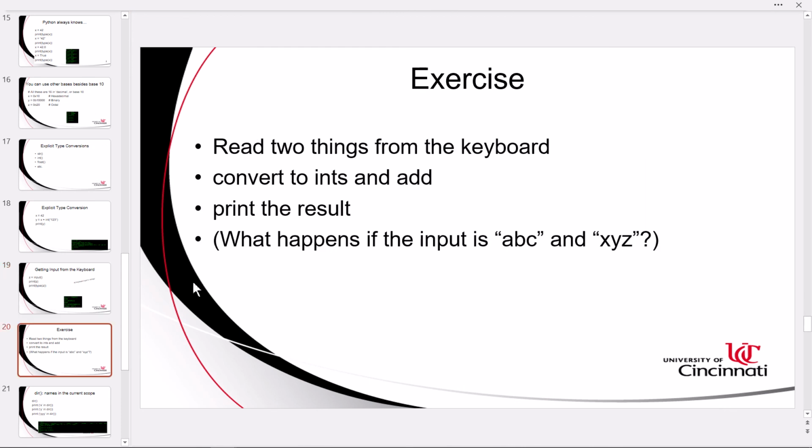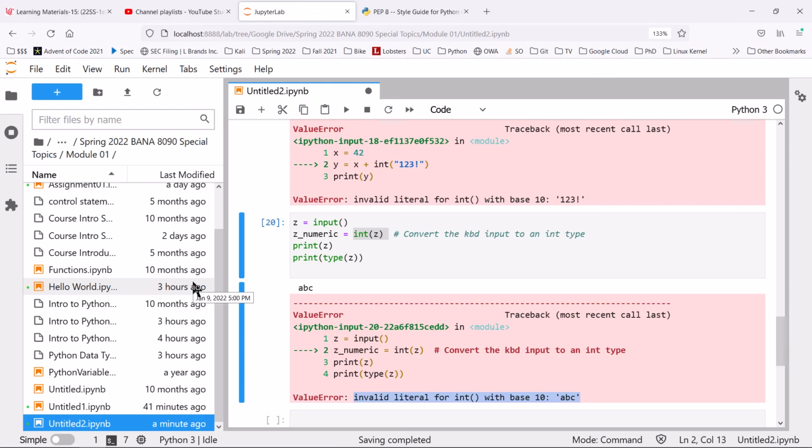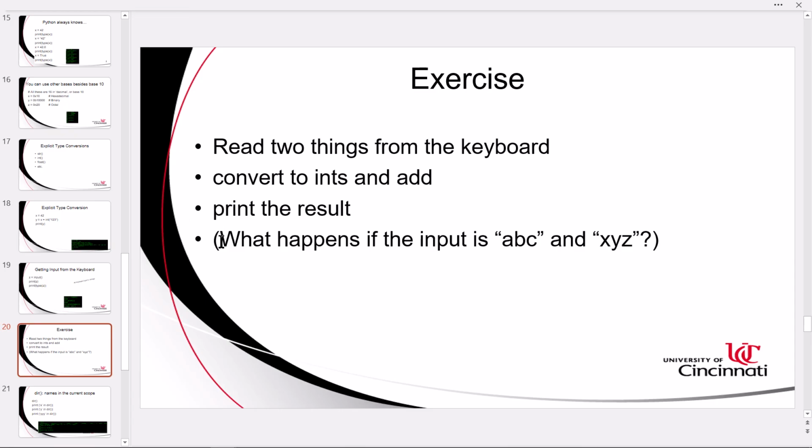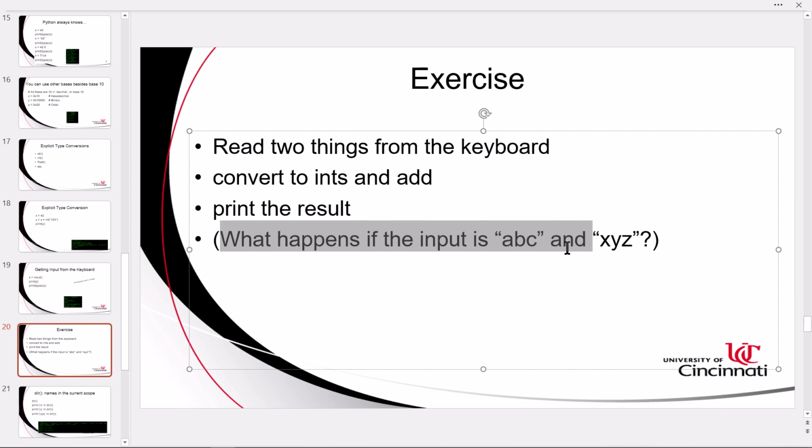Here's an exercise for you to do. Read two things from the keyboard, convert them to integers, and add them together. It's a simple extension of what I've been doing here in the cells. Instead of one input statement, you're going to have two. And then print the result. I added a little caveat. What happens if the input is A, B, C, and X, Y, Z, meaning what happens if the input is invalid and cannot be converted to an integer. And as you can imagine, you're going to get that error when you run that program.